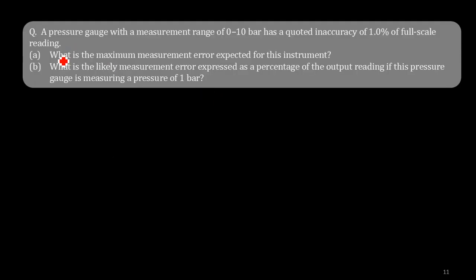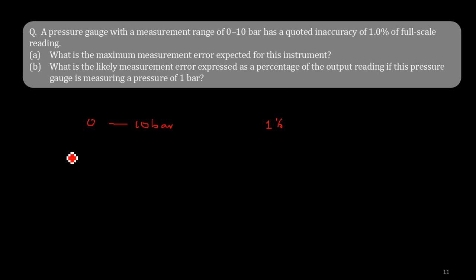Now we will look at a case. You have a pressure gauge with a range of 0 to 10 bar, and it has an inaccuracy of 1% of full scale reading. That is, it has an error of 1% of full scale reading. What is the maximum measurement error that is expected for this instrument, and what is the likely error as a percentage of the reading if it is measuring 1 bar?